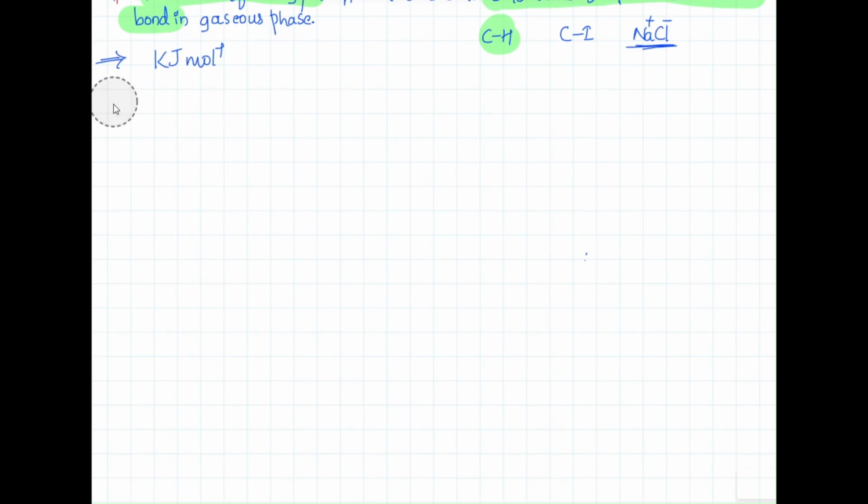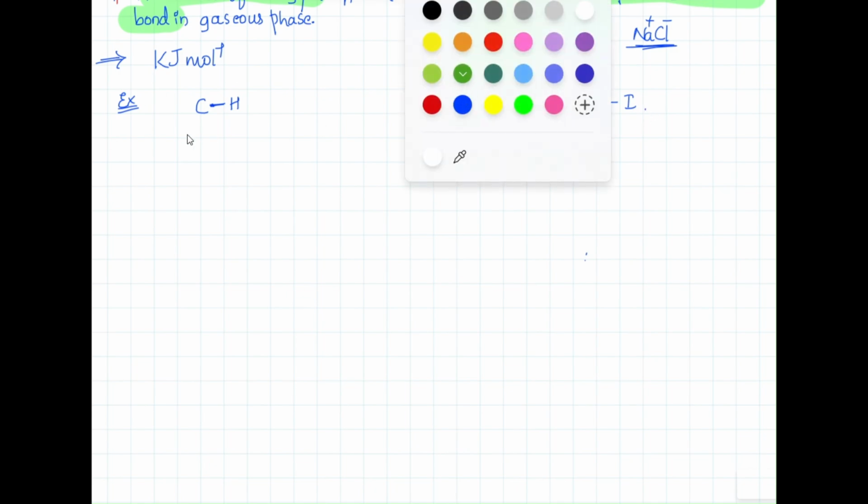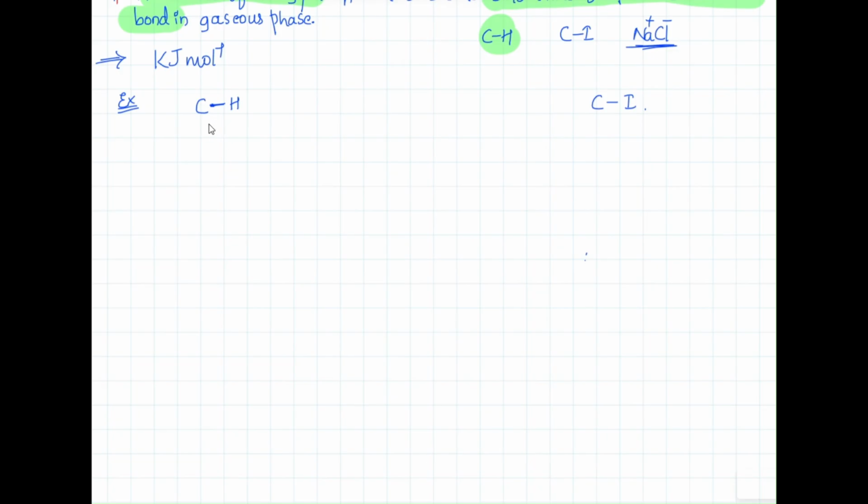Let us consider the example of the carbon-hydrogen and carbon-iodine bonds. We can directly tell the bond between hydrogen and carbon is highly stable compared to carbon and iodine. The bond between carbon and hydrogen is stable because the electronegativity difference between carbon and hydrogen is less. Carbon is, no doubt, more electronegative than hydrogen, but the electronegativity difference is small.